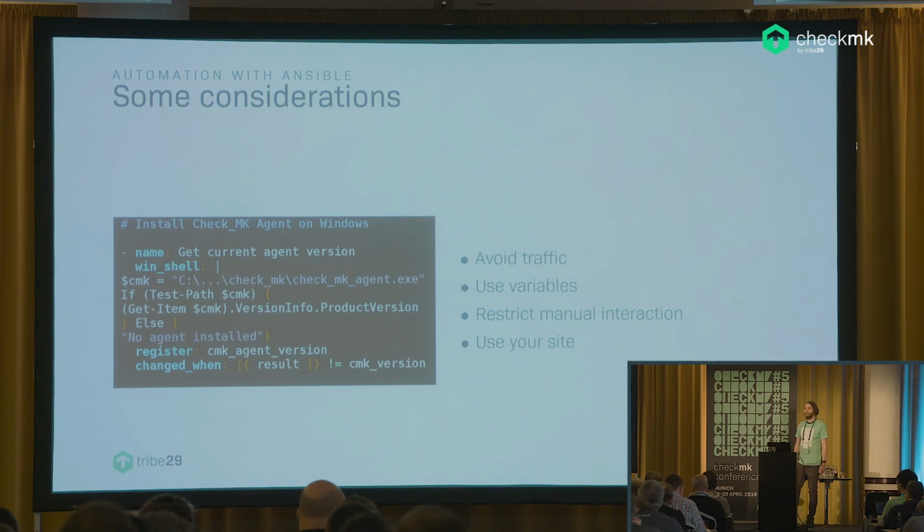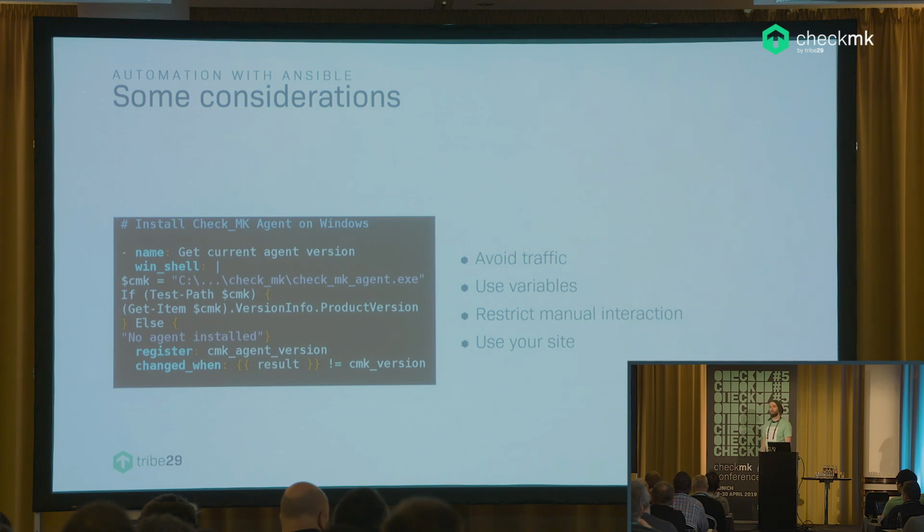Okay, so I already told you quite a bit, and I already gave you a small example. You're going to find another example online on GitHub, but maybe just a few more notes, a couple of things that you should keep in mind. First of all, you always have to avoid traffic if possible. We see on the left-hand side that there is a little PowerShell command to find out what version the agent on the Windows system is using.